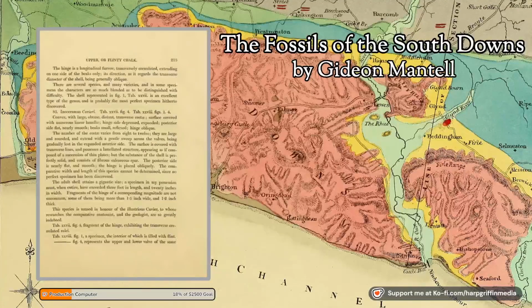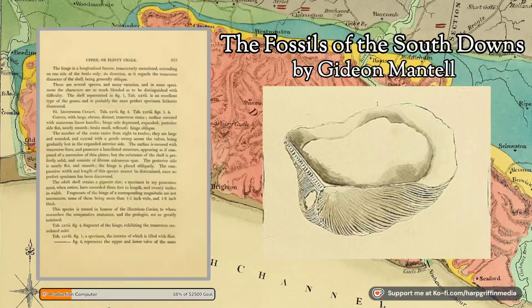The hinge is a longitudinal furrow, transversely crenulated, extending on one side of the beaks only, its direction, as it regards the transverse diameter of the shell, being generally oblique. There are several species and many varieties, and in some specimens the characters are so much blended as to be distinguished with difficulty. The shell represented in Figure 1, Tablet 27, is an excellent type of the genus and is probably the most perfect specimen hitherto discovered.